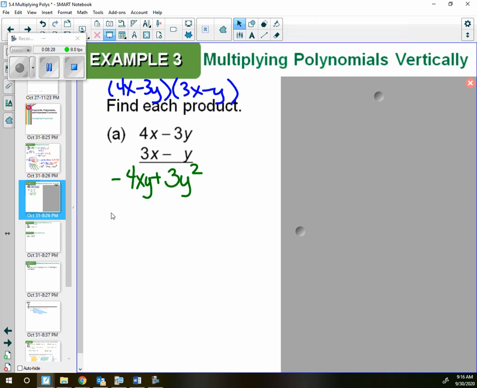All right, now I'm going to use different colors. Now we're going to start with the 3x and do the same thing. We're going to do this product. So 3x times negative 3y. So a positive times a negative would be a negative, so negative 9. And it's an x times a y.